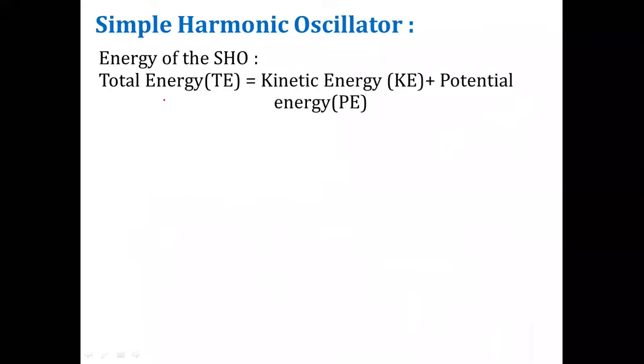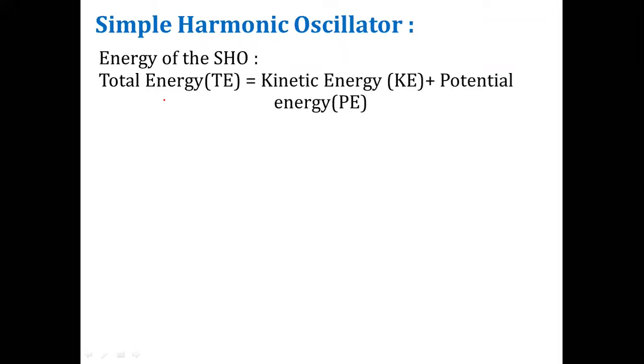So if we talk about the total energy at any point, we know at the extremes, your velocity is 0, and your total energy is potential energy. Also, at the center, that means at the equilibrium position, your total energy is in the form of kinetic energy. The potential energy is 0. But I would like to know what the total energy is in this case, and I would like to know that total energy is constant. That means your total energy should not be a function of displacement. It should not be a function of x.